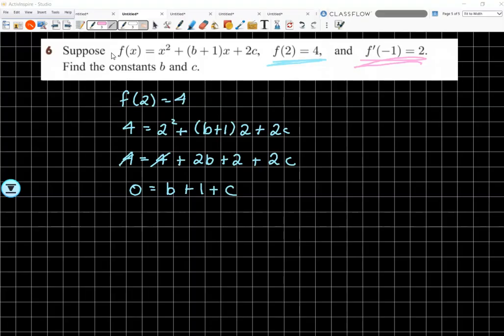So here we go. f dashed of x. The first bit, 2x. Love it. What about the next bit? b plus 1 x. Isn't b plus 1 just its coefficient? And if you were stuck, if you're going, what do I do? Do this. What if you had 4x? What would you say is the derivative of that? 4. Then maybe think about, what if I had 10x? What's the derivative of that? Just 10. So I've got b plus 1 x. It's just b plus 1. So I'm going to say 2.